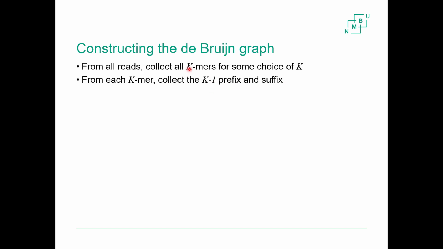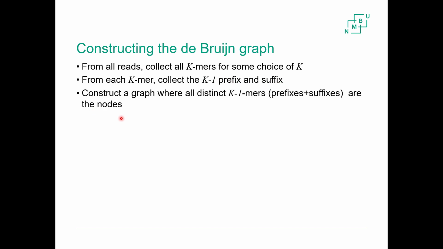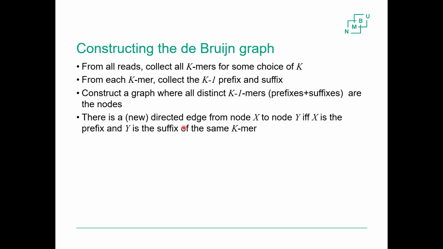So if k, let's say, is equal to 4, then collect all the 3-mers, the first 3 letters and the last 3 letters in each 4-mer. And then we construct a graph where all the distinct k-1 mers are the nodes. And there is a new edge, and always directed edges in this case, because there is an ordering, right? What is before and what is after in a DNA sequence. So from node X to node Y if and only if, and I'm not sure if you are familiar with this way of expression, iff with a double F should be pronounced if and only if, X is the prefix and Y is the suffix of the same k-mer.